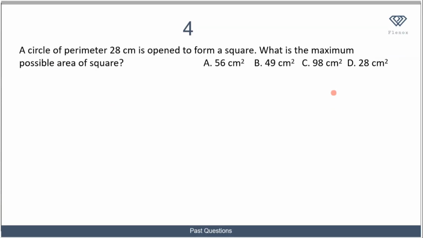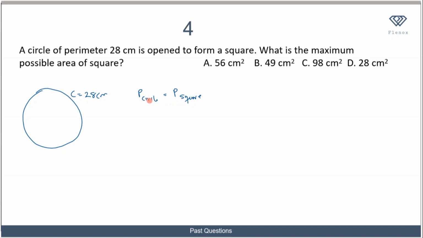In the next question, we are told that a circle of perimeter 28 cm is opened to form a square. So we have a circle, and the perimeter of the circle, or the circumference, is the same thing as the perimeter, so the circumference is 28 cm. That is the length of all these sides. What is the maximum possible area of the square? So what we are going to do now is try to find the length of the square's side, since we already know the perimeter. So we can write out that the perimeter of the circle must be equal to the perimeter of the square also.